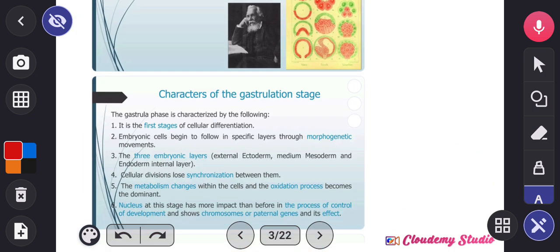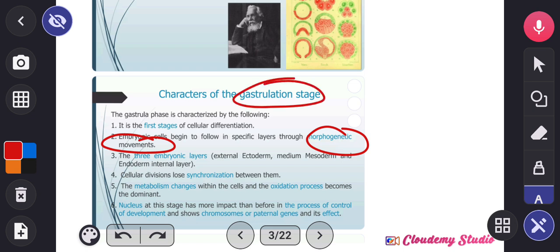Now, let us talk about the characteristics of the gastrulation stage. It is the first stage of cellular differentiation, and the embryonic cells begin to fold into specific layers through morphogenetic movement. It should be noted that during gastrulation, there is movement of cells, and this movement of cells is what we refer to as morphogenetic movement. And during this morphogenetic movement, there is formation of germ layers.